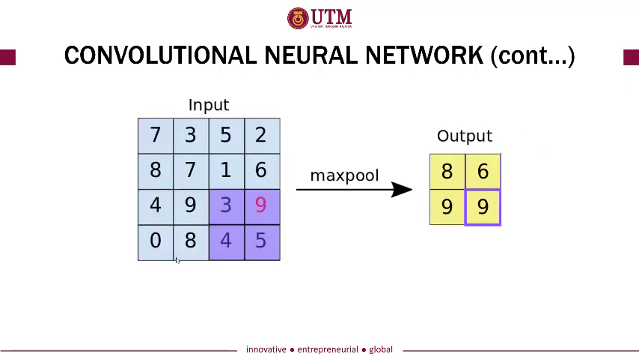Okay, I just show you some animation. Again, this is a maximum pooling operation with a 2 times 2 filter, and the stride is equal to 2.